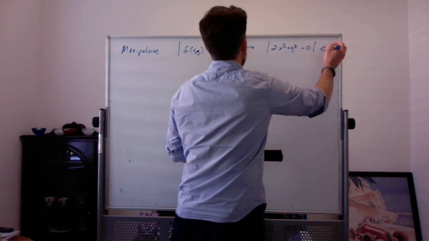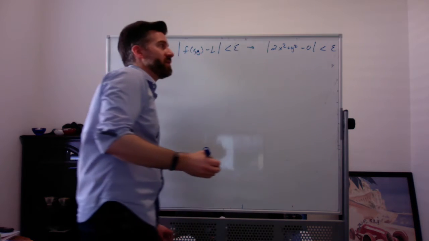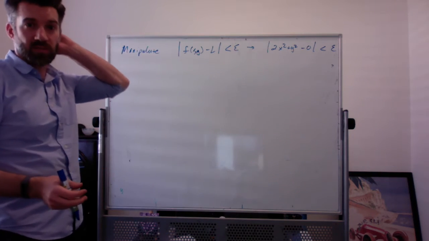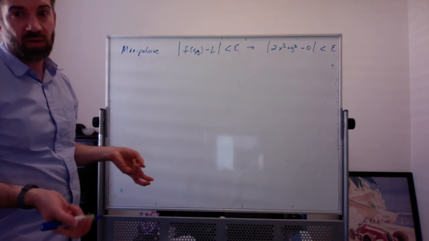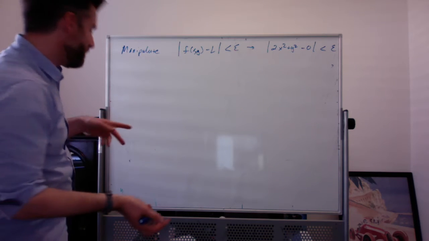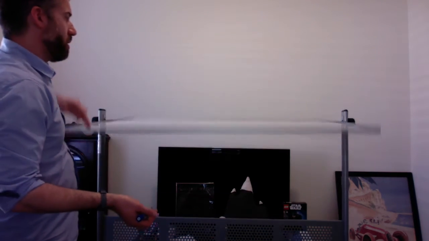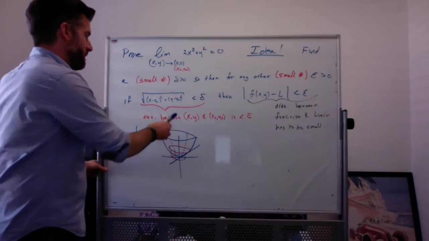To be less than epsilon. Meaning we want the difference between our function and 0 to be small. So how are we going to make this work? Well, here's what we want to do. I'm going to go back to this side. Our job is to kind of make this expression show up.